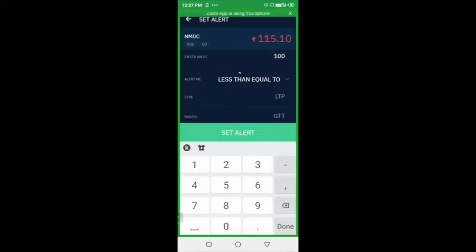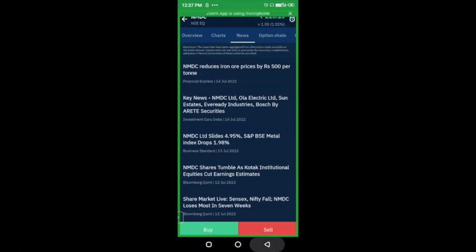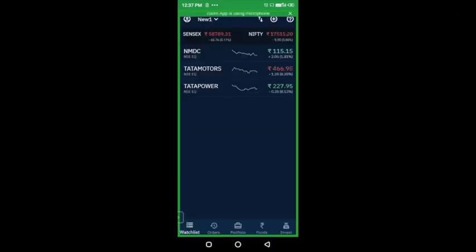And then do the market order. The limit order also, I think it's valid only for one day. I haven't done limit order before, so I have less idea about it.